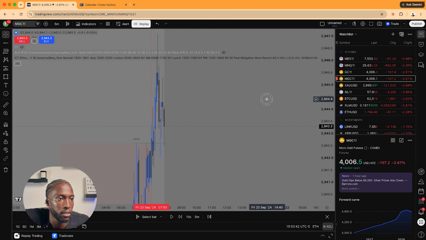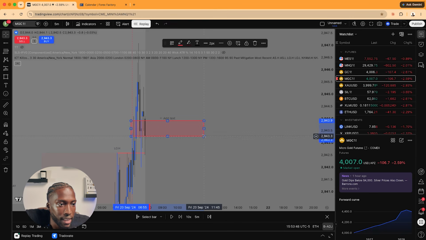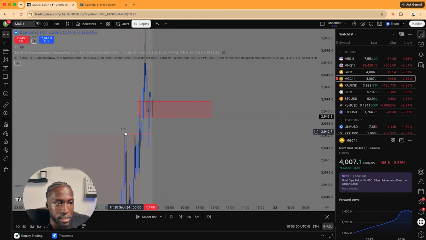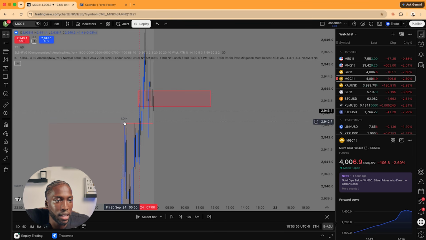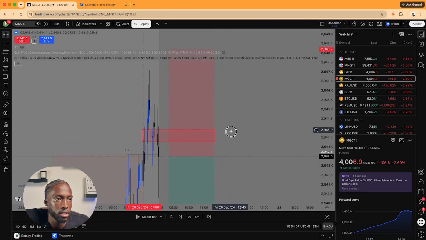Okay, these two fair value gaps. Oh, if this inverses, this is a short, guys. If this inverses and then make sure it closes beneath London high, this is a short. Okay, it's inversed, but it didn't close beneath London high. Boom, I'll take this one right here. This is a short, guys.